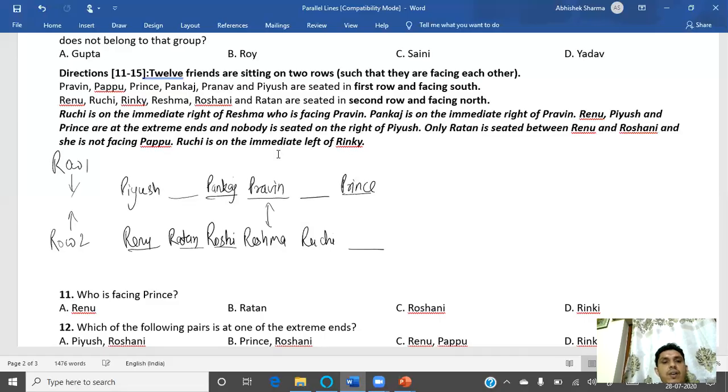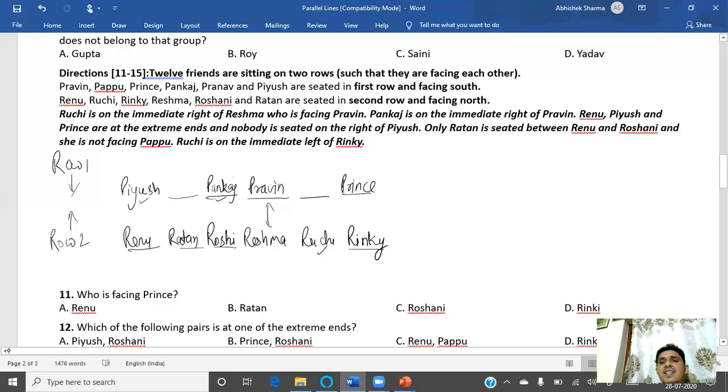So friends, thereafter Ruchi is on the immediate left of Rinki. So Rinki must be here, right? Okay, let us do the reading once again. We are missing some statement. Ruchi is on the immediate right of Reshma. This has been done. Pankaj is on the immediate right of Praveen. This has been done. Renu, Piyush and Prince are at the extreme end and nobody is seated right of Piyush. So this has been done.